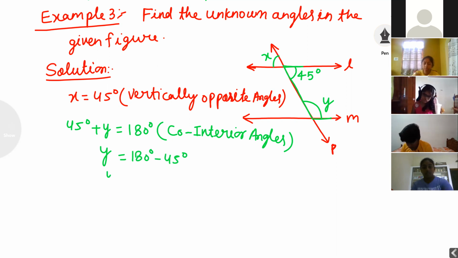Y is equal to 180 minus 45. 10 minus 5 is 5, 7 minus 4 is 3, 135. The value of y is 135. The value of x is 45.